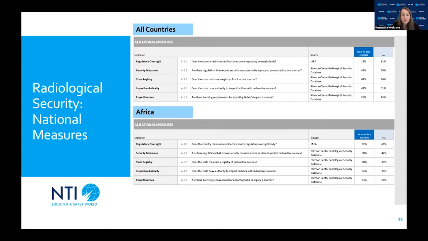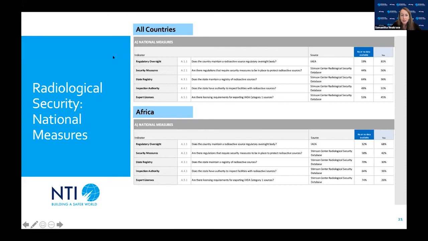I'm looking at the time here. I think we're almost out of time, so I'll probably skip through these, and you can see them in the PDF that gets circulated. But on radiological security, what I'll just say is that we do look at laws and regulations, and we get a lot of that information from the Stimson Center. So thank you, Rick, for that.